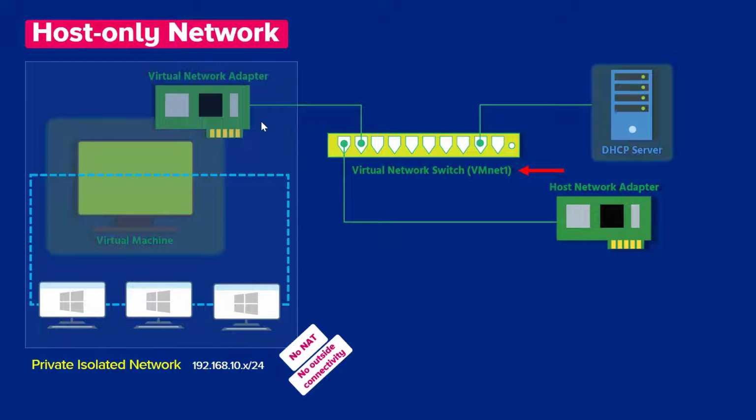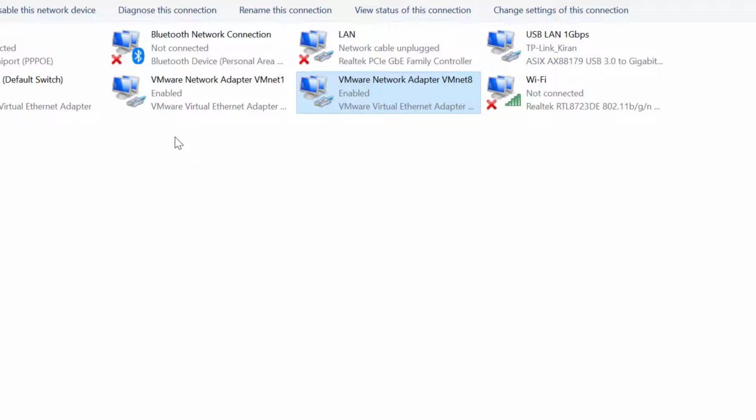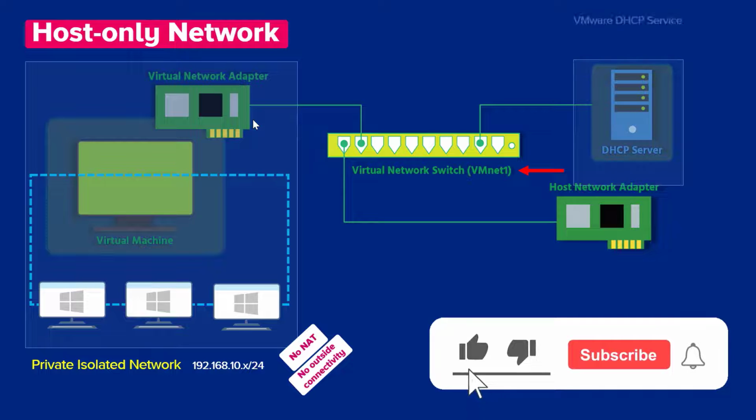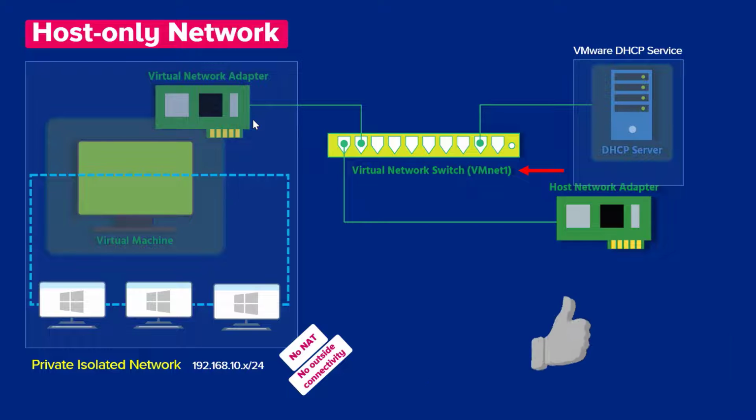This VMnet1 is actually a virtual network adapter on the host computer. So again, if I go to my network connections, you can see VMnet1 is a virtual network adapter on my host computer. This network would be useful if you need to set up an isolated virtual network. If you use host-only networking, your virtual machine and the host virtual adapter are connected to a private Ethernet network. Addresses on this type of network are also provided by a DHCP service.